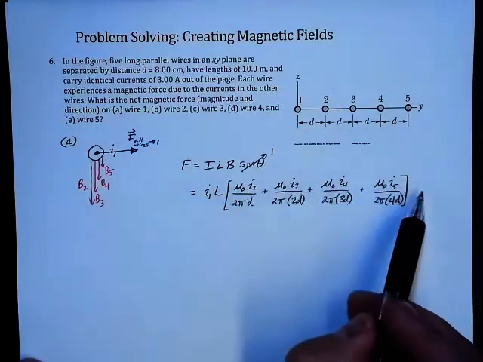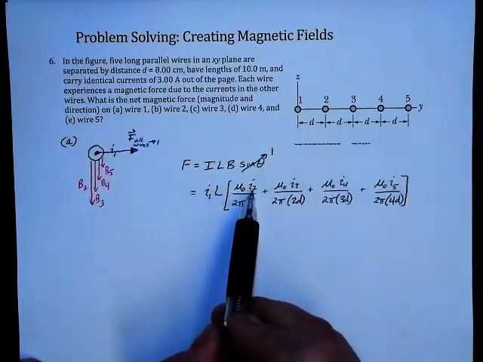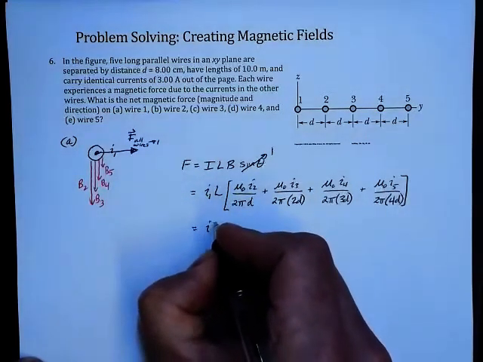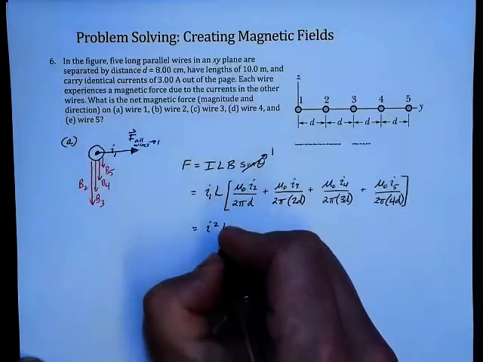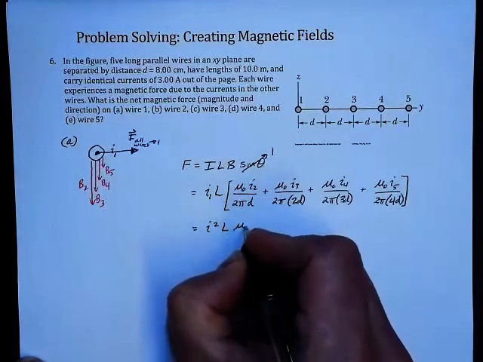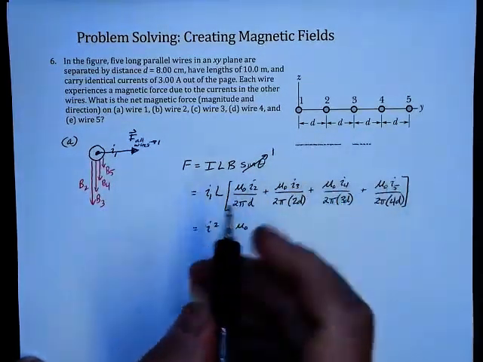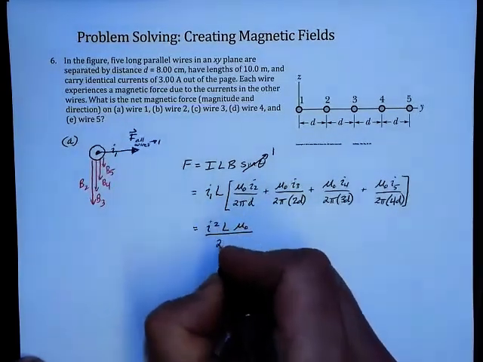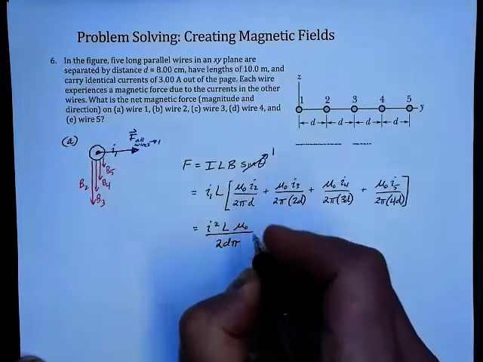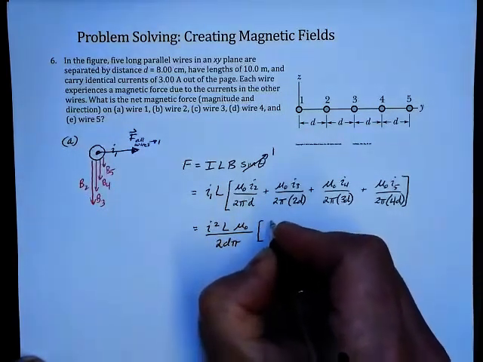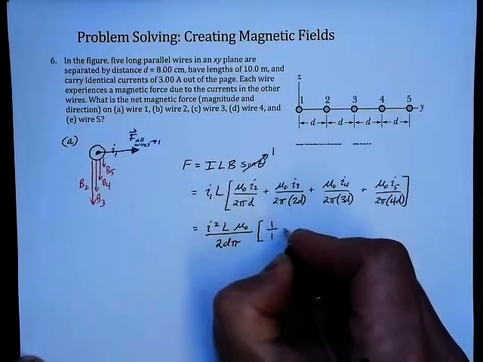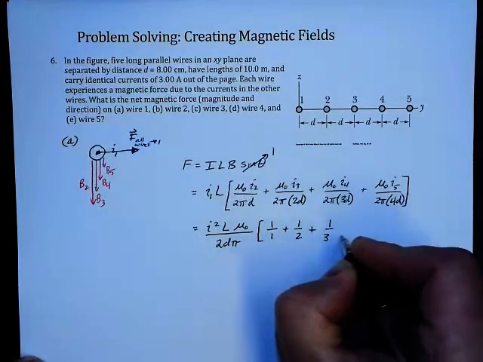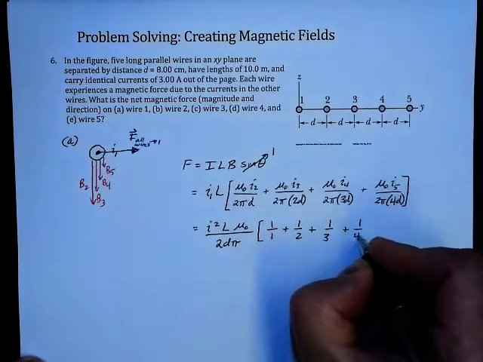All these I's are the same. So really, I can factor an I out of here, and this expression simplifies to I squared times the length times mu 0, that's everything in the numerator, over, I can pull a 2 pi and a d out of the denominator, and then I'm left with 1 over 1 plus 1 over 2 plus 1 over 3 plus 1 over 4.